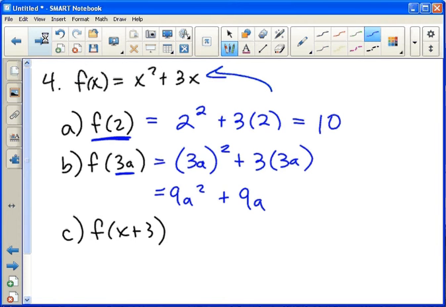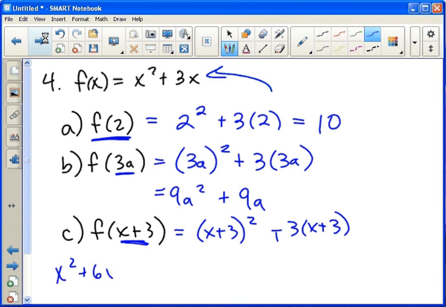Finally, you plug x plus 3 in for x. So you get x plus 3 squared plus 3 times x plus 3. So you have to FOIL the x plus 3 squared, giving you x squared plus 6x plus 9 plus 3 times x plus 3 times 3. Combining like terms, you get x squared plus 9x plus 18.